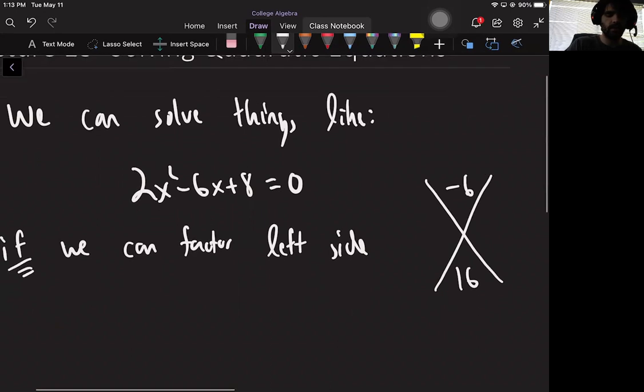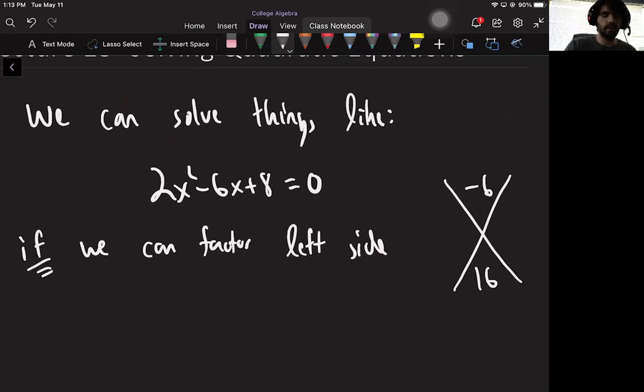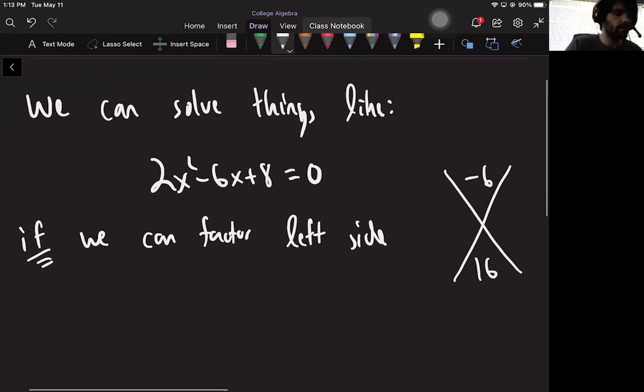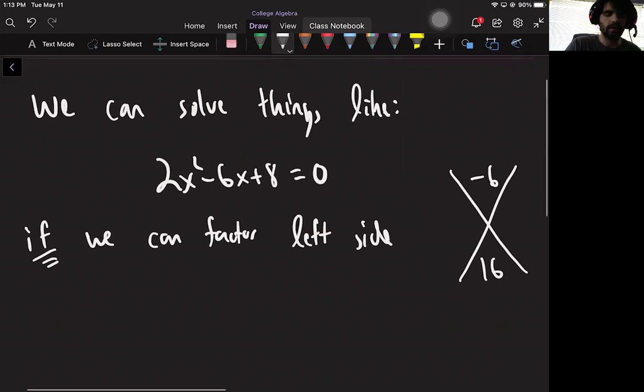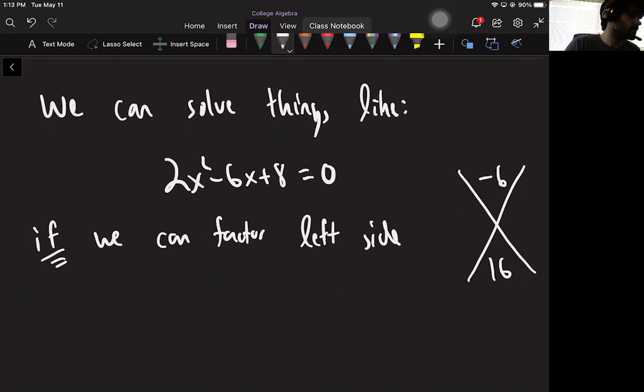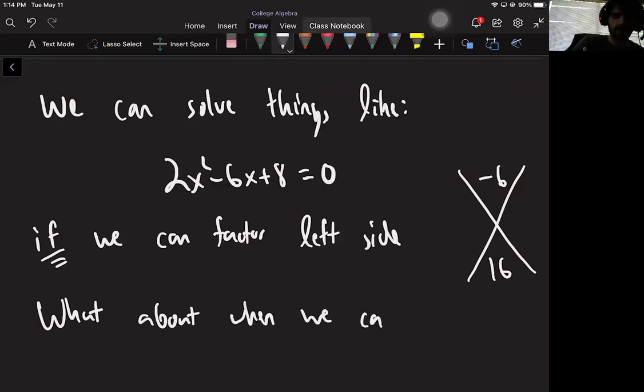But our box method won't always work. We only worked on problems where it did work, but it doesn't always work. So this one won't really work the same. So what do we do in this situation? What about when we cannot factor? What are we supposed to do? How do we solve things like this?